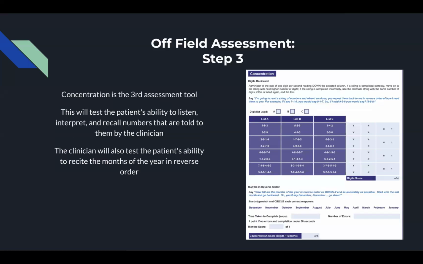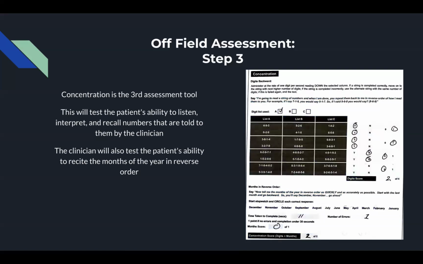So, off-field assessment, step 3. Concentration is the third assessment tool used. This will test the patient's ability to listen, interpret, and recall numbers that are told to them by the clinician. The clinician will also test the patient's ability to recite the months of the year in reverse order. So again, very important: as a clinician, we're going to read the directions word for word because we want the patient to understand. So moving to our clinical exam that we completed.